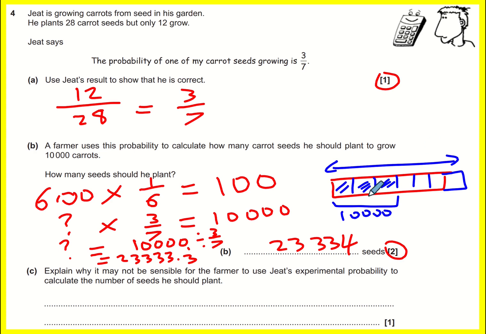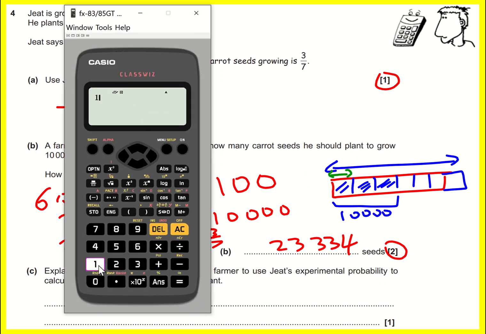So what I can do is work out what just 1/7 is worth, and I can do that by doing 10,000 divided by 7. Sorry, 10,000 divided by 3, apologies. Okay, and then I can multiply that by 7, and that would take me back to my answer. So it's just another way of thinking about it.